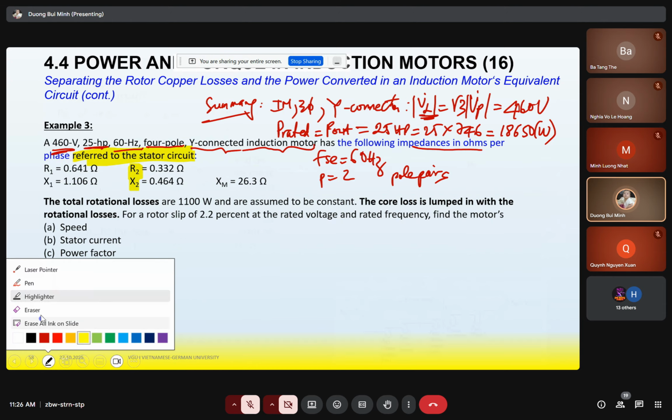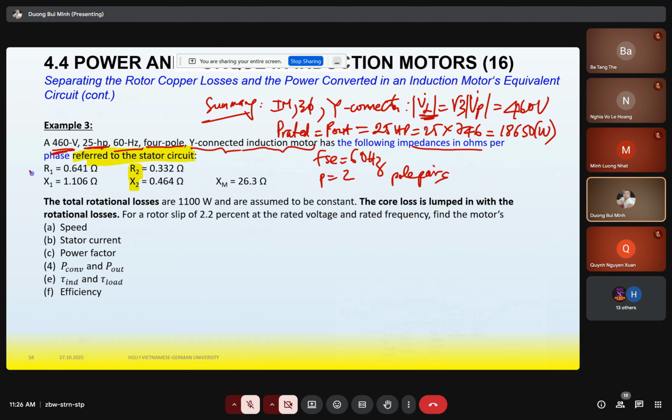Okay, we also have R1, X1, okay, and X_M. We don't have R_C, that means R_C is 0. Oh, okay, yeah. But they give us the total rotational losses. That means delta P total. No, sorry, it is rotational.